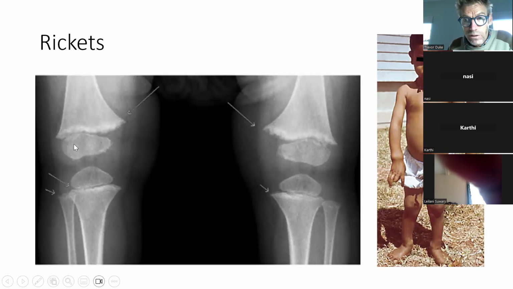When you look at an X-ray of a child with rickets, remember, this is the metaphysis, this area here, this is the growth plate, and you can see how irregular it is, how fuzzy the metaphysis is. The epiphysis looks reasonably normal, but the metaphysis, where the growth plate is, looks very fuzzy. And these children often have swollen joints and could be mistaken for having arthritis, but they've got rickets.